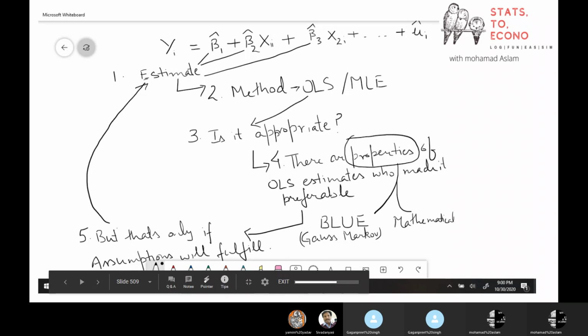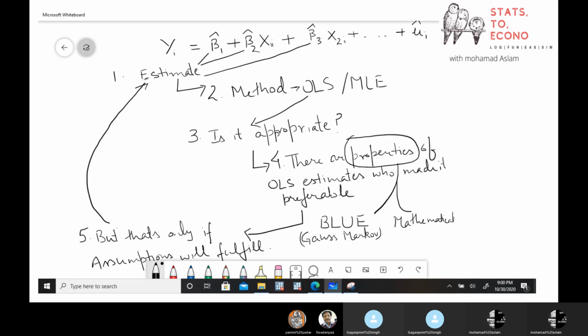These properties we generally call the Gauss-Markov theorem, and we generally say the BLUE properties. That's best linear unbiased estimators. This is the specific reason why we prefer these estimates and use the OLS method: these particular OLS estimates have these properties. Unless OLS has these properties, we have problems, and I think we are not going to apply the OLS method.